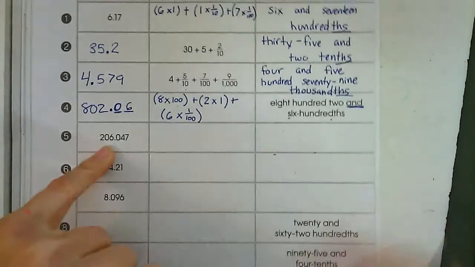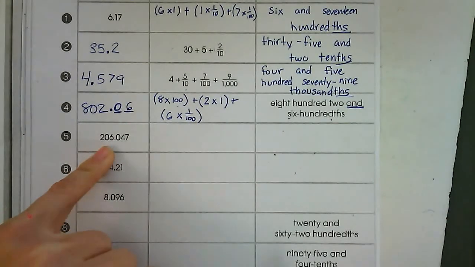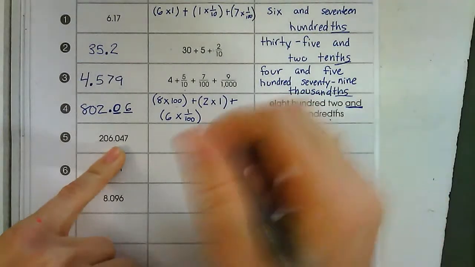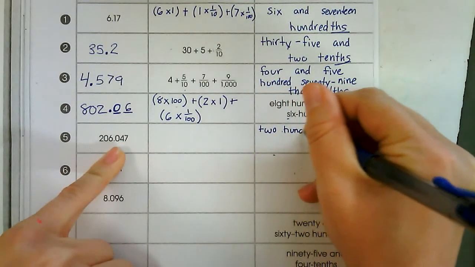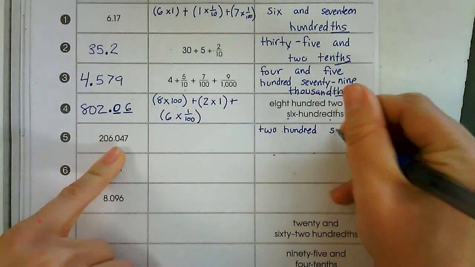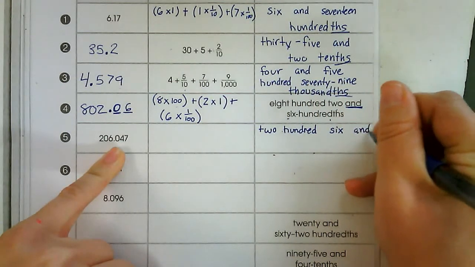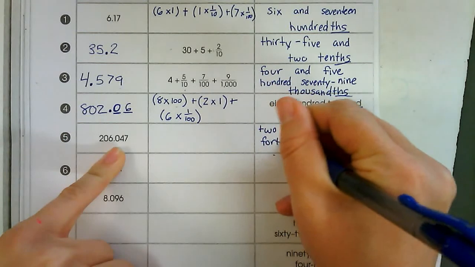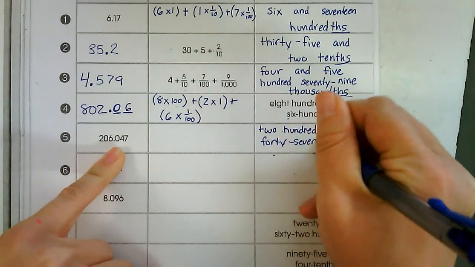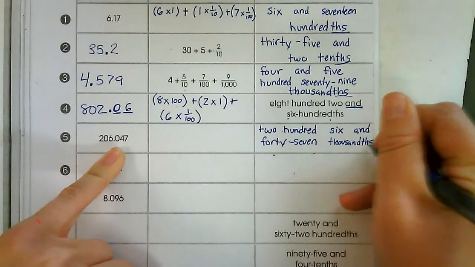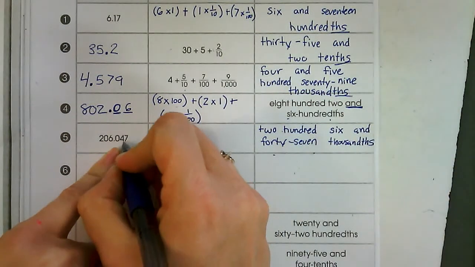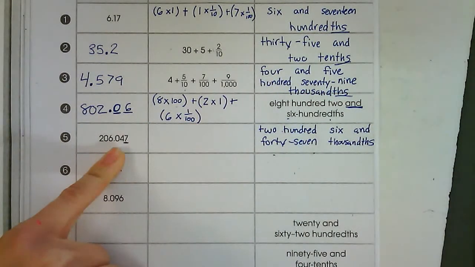Another standard form, 206 and 47 thousandths. I'm going to go ahead and write it in written form. 206 and 47 thousandths, because the 47 ends in the thousandths place.